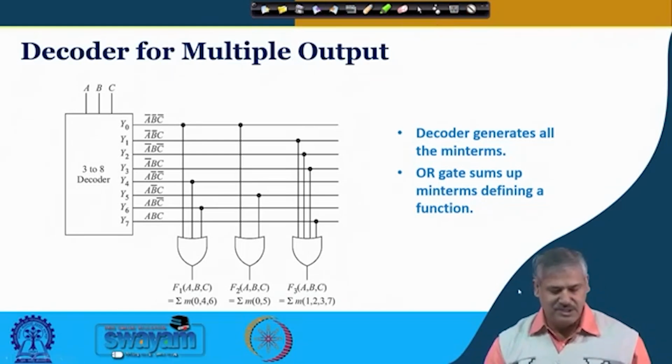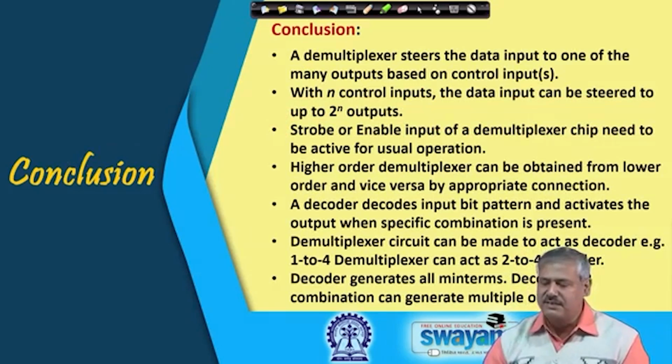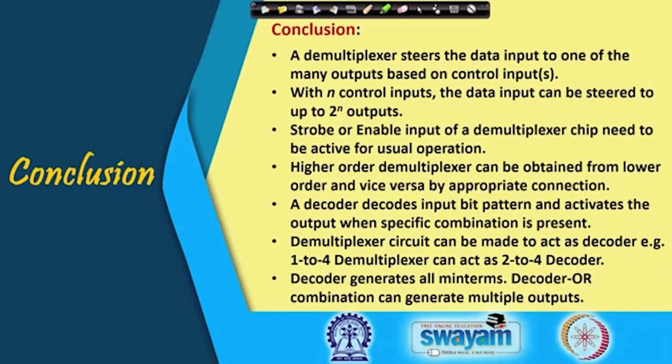So with this we conclude today's discussion. A demultiplexer steers the data input to one of the many outputs based on control inputs. With n control inputs, the data input can be steered to up to 2 to the power n outputs. The strobe or enable input of a demultiplexer chip needs to be active for usual operation. Higher order demultiplexers can be obtained from lower order and vice versa by appropriate connection. A decoder decodes an input bit pattern and activates the output when a specific combination is present. A demultiplexer circuit can be made to act as a decoder.